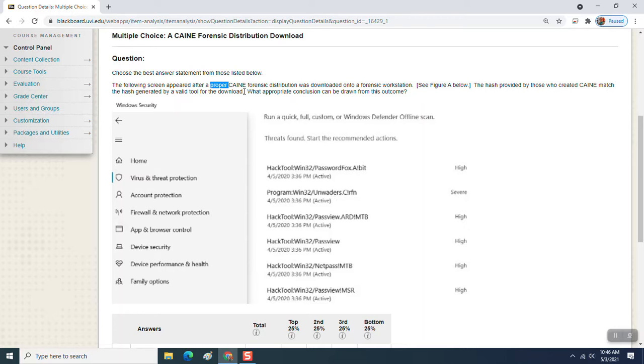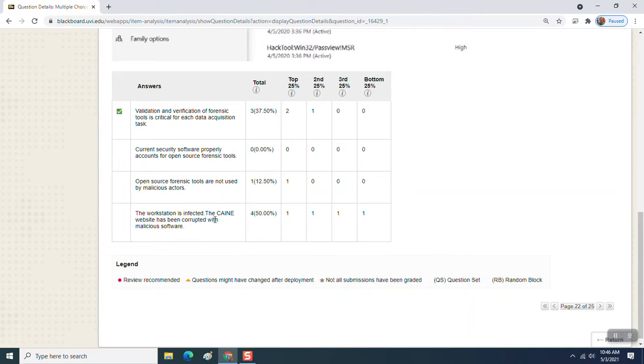Well, we did this intentionally to work with CAINE on this system. So we can't say that CAINE is infected, although that was one answer choice here. In fact, that's what a majority of students selected. The workstation is infected, the CAINE website has been corrupted with malicious software.